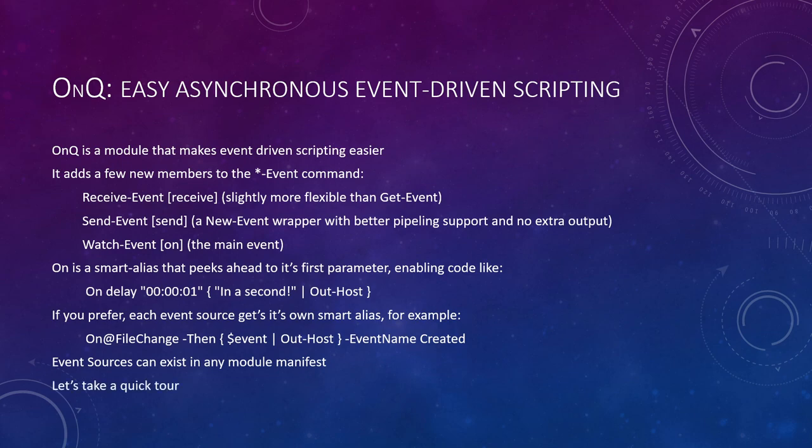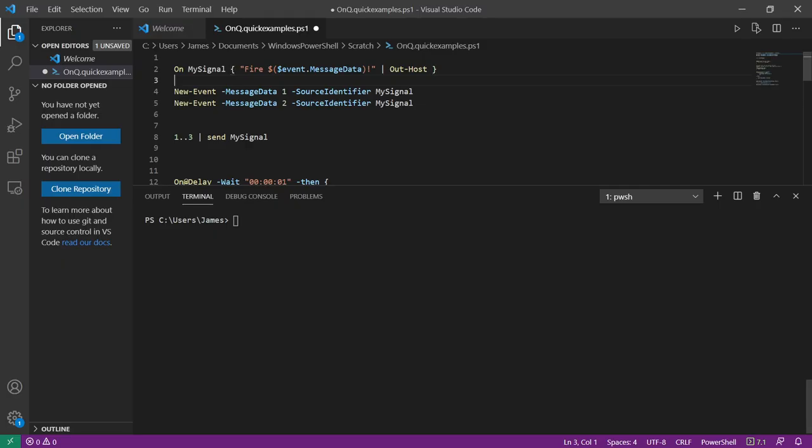Let's go ahead and take a quick tour. Okay, so let's look at some basic syntax here. On again is an alias to Watch-Event. My signal is the name of a source identifier. I can either use an arbitrary event source, which will return a source identifier to me, or I can give it a source identifier of any event that I choose. And here I'm going to write a message to the host whenever I get an event. In this case, I'm going to say fire and include the message data. $event is an automatic variable built into PowerShell events that contains the event.